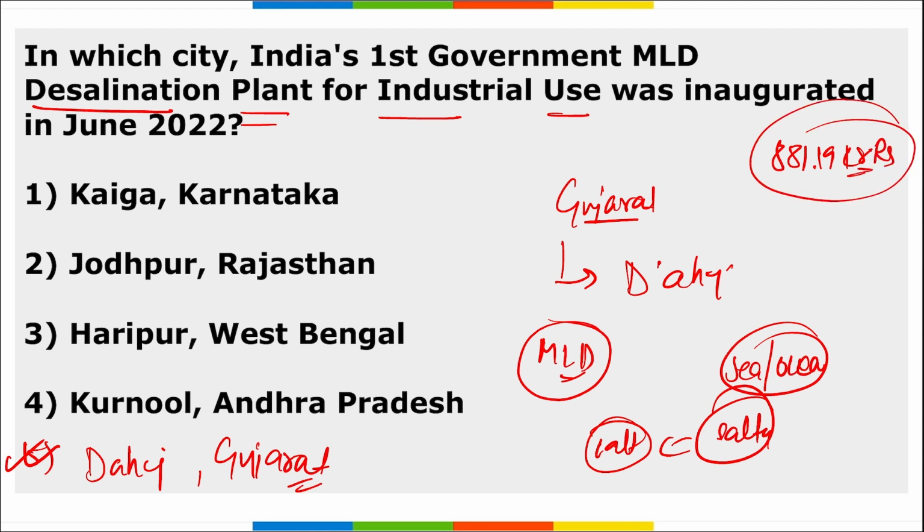Alright, and its construction work was awarded to which company? It was awarded to a joint venture company of L&T and Tecton. That is your Larsen and Toubro and Tecton company was awarded the construction of this particular desalination plant of the Indian government, and it will be for industrial use only. And where was this inaugurated? It was inaugurated in Dahej, Gujarat.